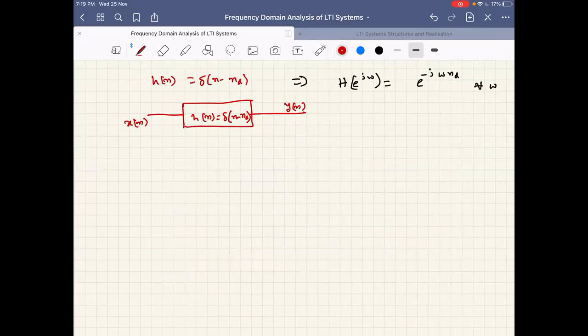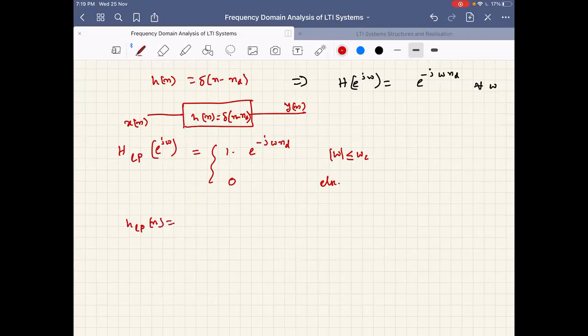And hence how do we define it now? For H low pass, e power j omega, we can define it as 1 into e power minus j omega n d for the region mod omega less than or equal to omega c, and 0 else, because 0 into whatever phase delay is also 0. This is how we define an ideal low pass filter. If we consider this, what will be in time domain? This is the ideal low pass filter, ideal and realizable.